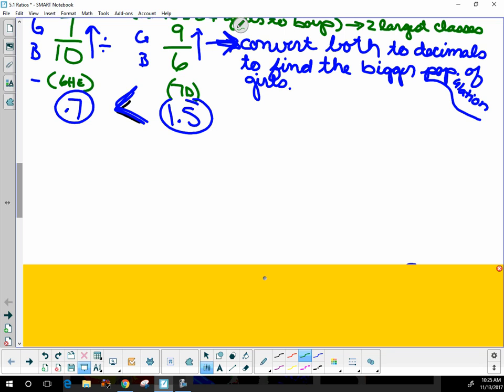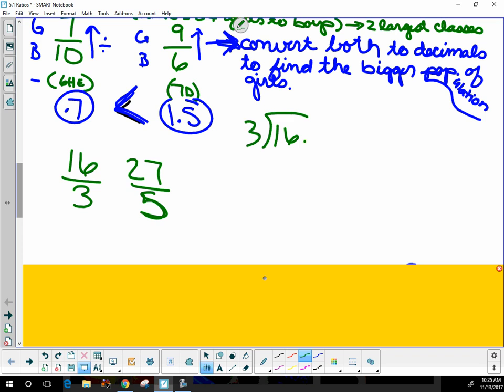Let's compare the ratios below and tell whether they're equal or not and why. Let's say I have a ratio of 16 to 3, okay, comparing it to 27 to 5. Now, again, one of the ways we could do this is making it a decimal. So let's start by trying that. 16 divided by 3. Going to give a couple zeros. I know 3s are never going to divide evenly. This will be 5. My leftover is 1. Okay, so that's what we get for this.